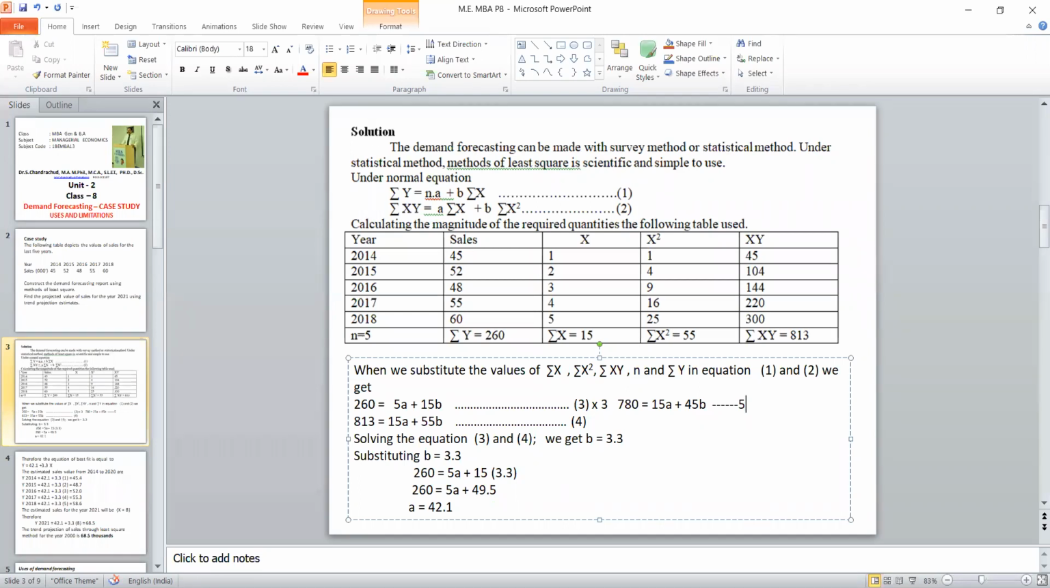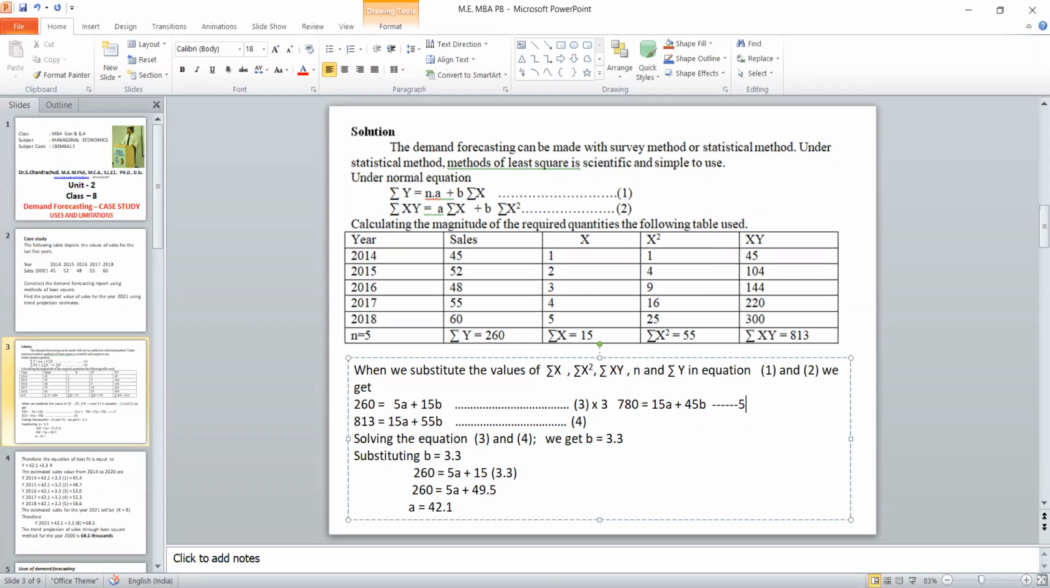So 260 equal to 5a plus 15 into, instead of b, we are putting 3.3. Then the value becomes 260 equal to 5a plus 49.5. Take a to one side and keep the other numerical value on the other side, then a will become 42.1. So now we got both a as well as b.